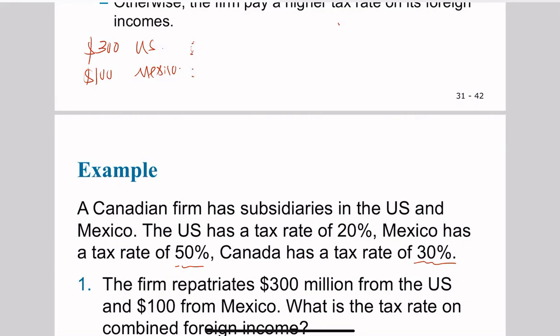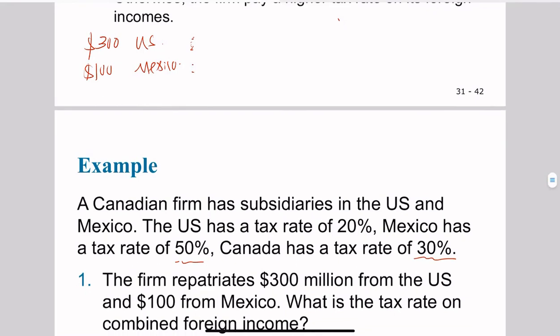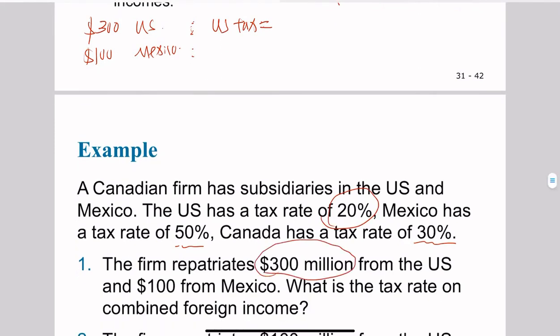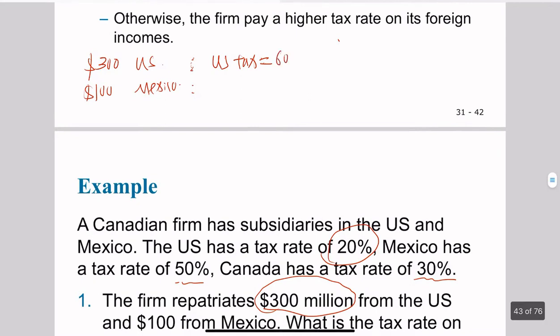So for this $300 million income repatriated from the US, the US tax would be given by the US tax rate times the repatriated amount. So it should be $60 million. Now, what is the Canadian tax liability? Well, Canada has a tax rate of 30%, so it's 90.